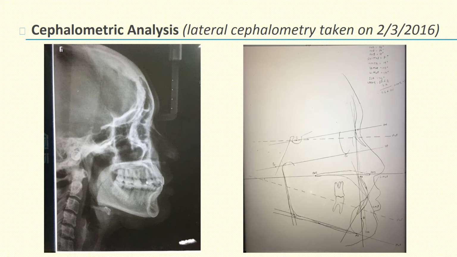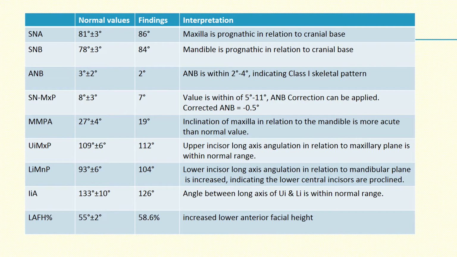And cephalometric analysis was done. After analysis from the lateral ceph, the SNA is 86, which is more than the normal value. This indicates that the maxilla is prognathic in relation to the cranial base. For SNB, it is 84 degrees, which is also more than the normal value, and this indicates that the mandible is prognathic in relation to the cranial base. So for ANB, it is 2.